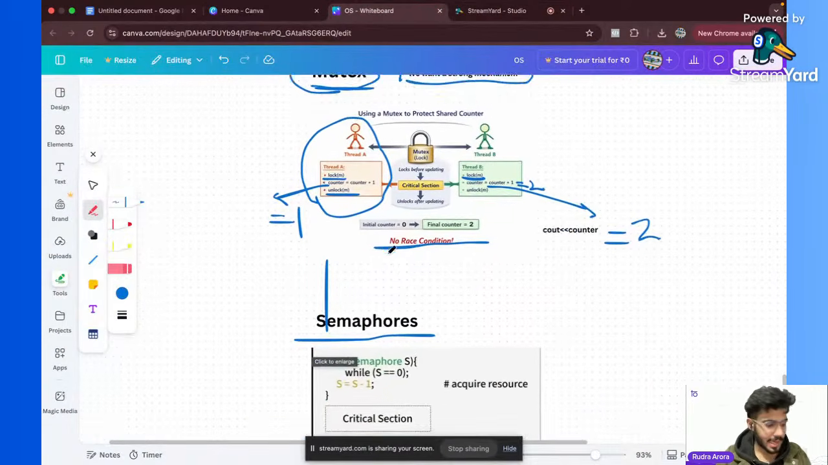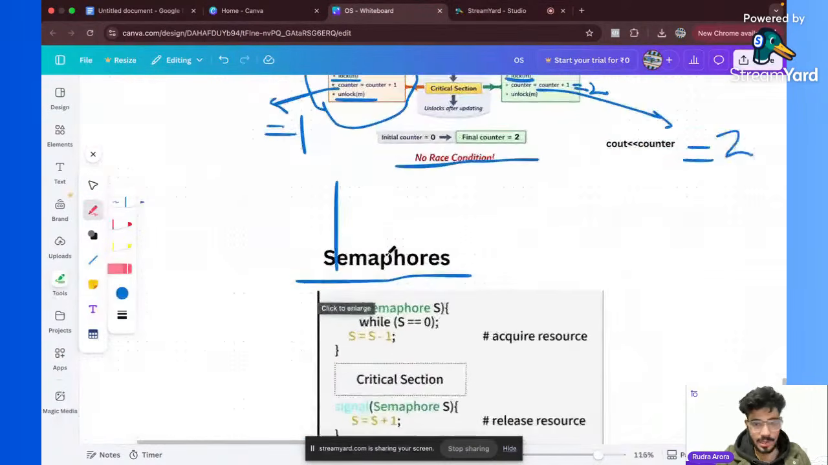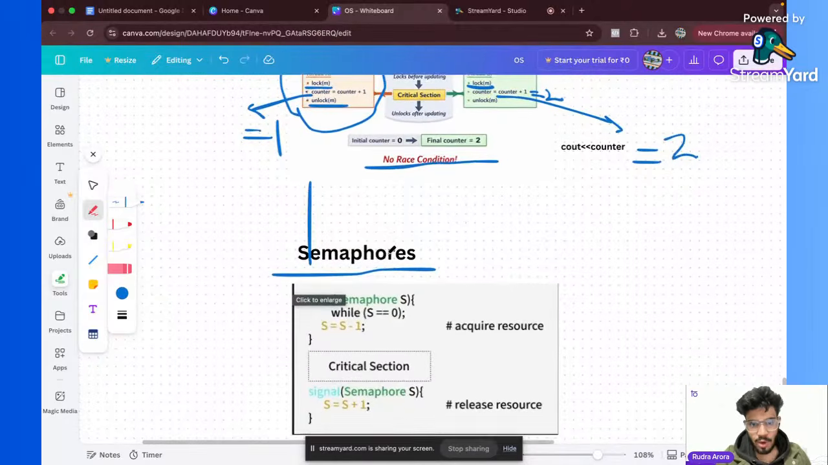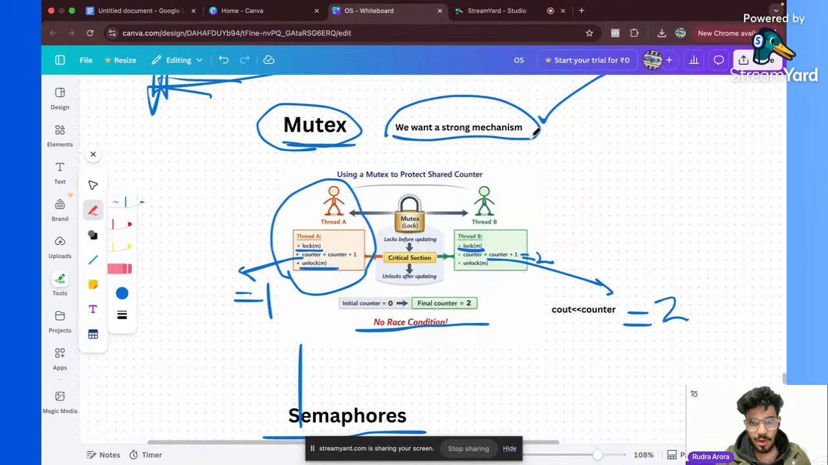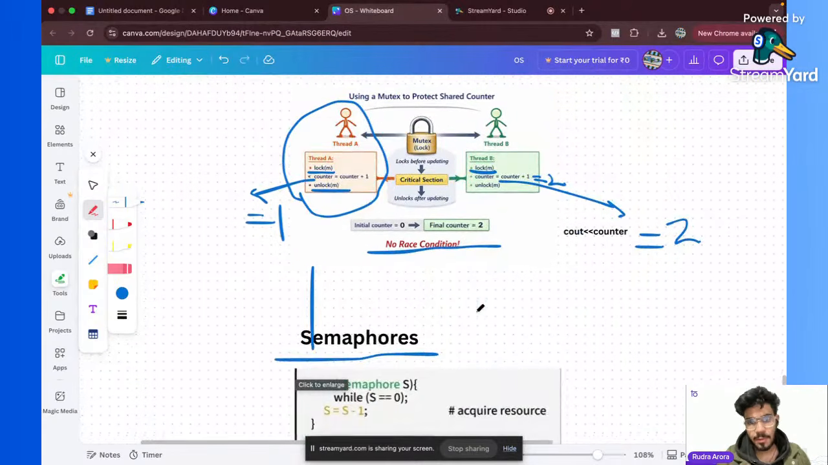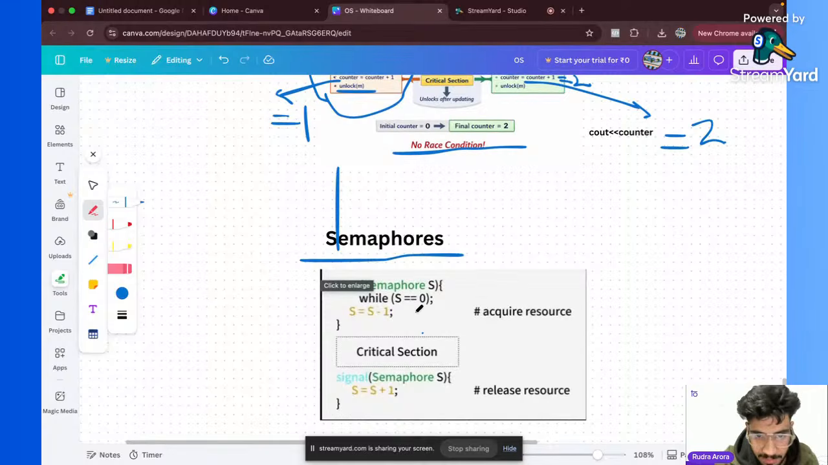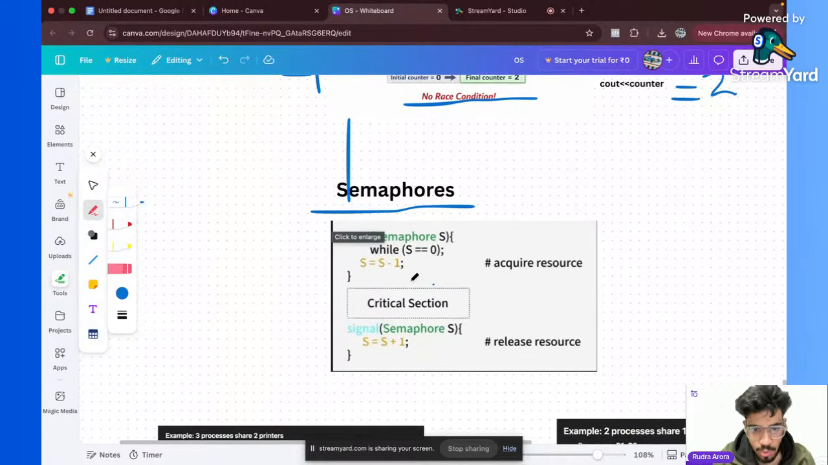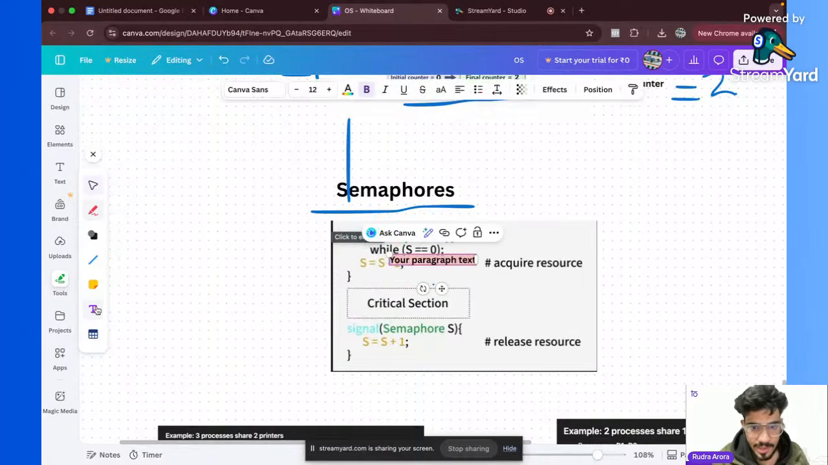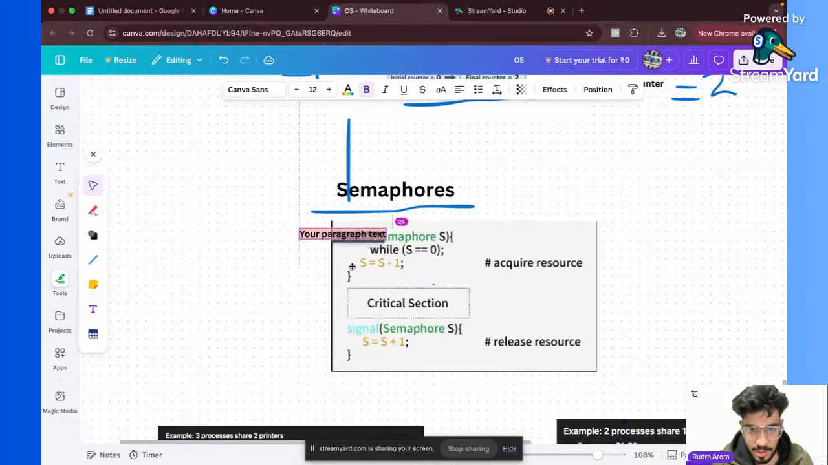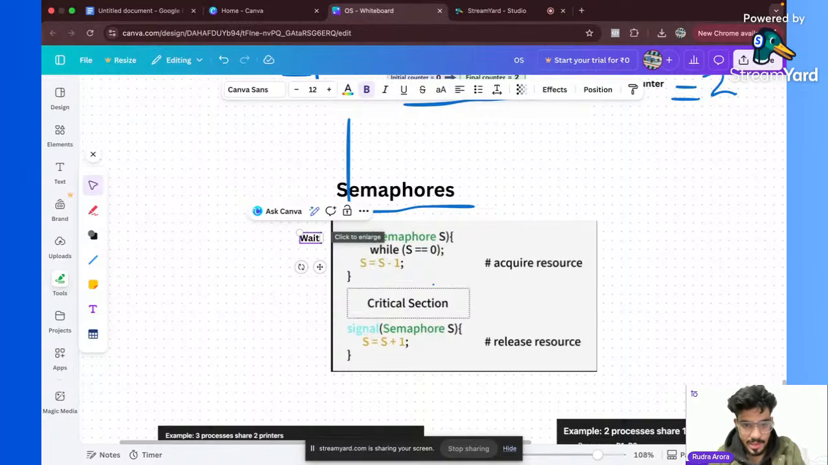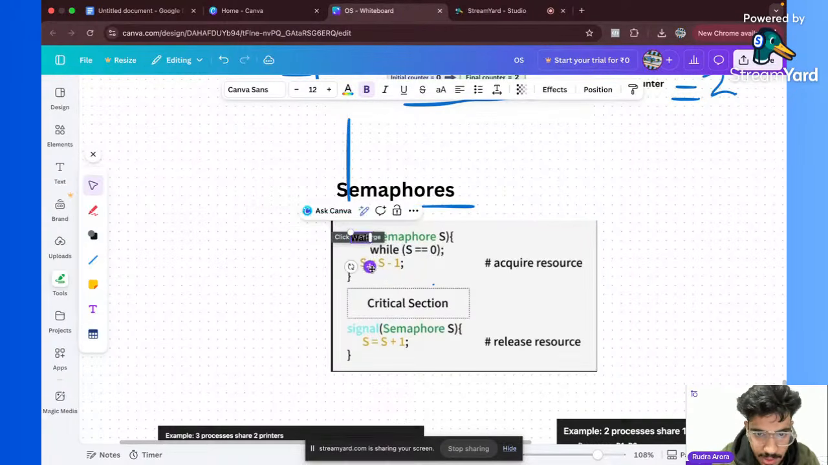So what's our second need? Our second need is that we want this particular thing to work for 10 or 15 processes. Here it is written wait. I think there must be some issue. Here it is written wait.